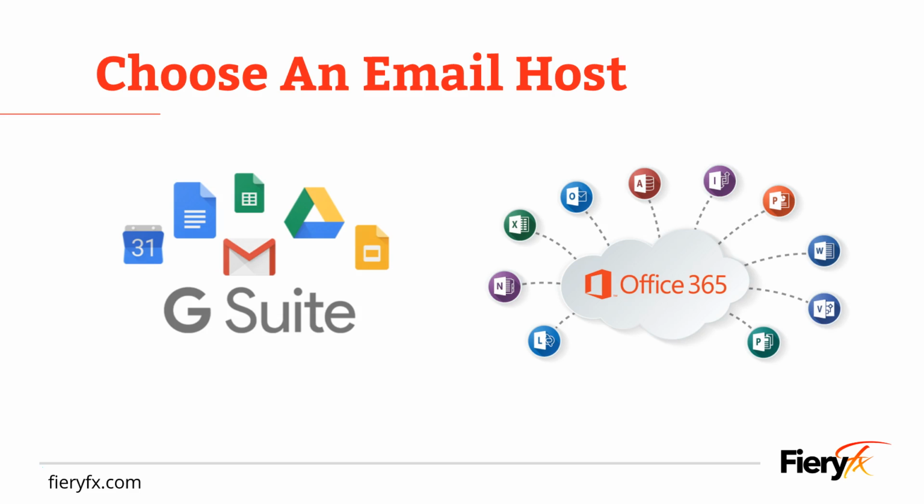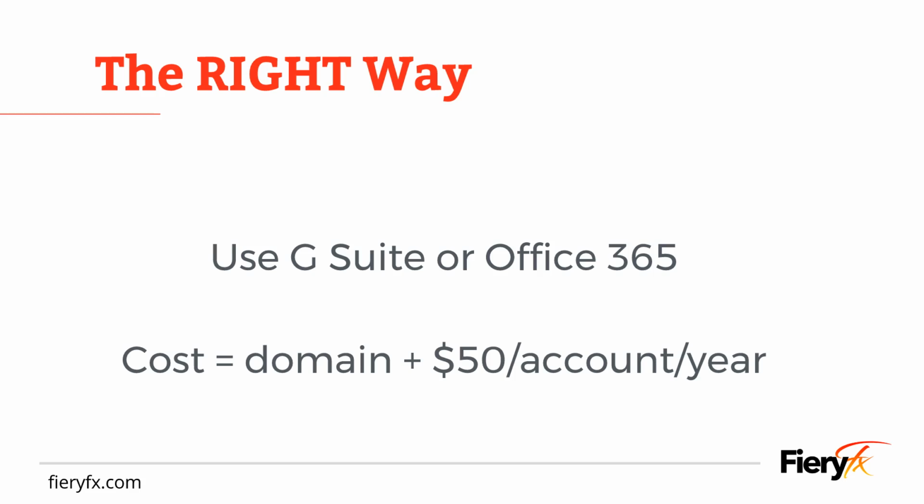Instead, you should choose one of the email hosts out there. Now, I'm going to give you this information about what is really the right way to set up email, and then we're going to talk about what you can do if you're really still bootstrapping it. So Gmail or Office 365, Google or Microsoft, pick a team. Use G Suite, which is Google's product, or Office 365, which is Microsoft's product. You have to buy your domain, and then you pay them $50 per account per year to host your email. It comes with calendar, contacts, etc.